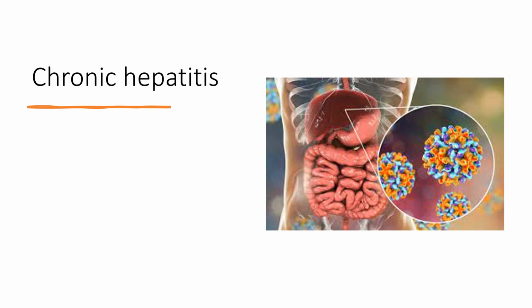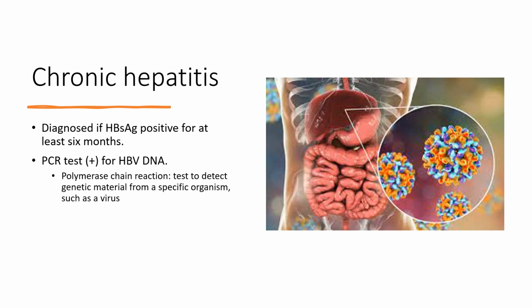If a patient is unable to clear the hepatitis B surface antigen over a 6-month period, they become diagnosed with chronic hepatitis B. And at that point, we can send them for what's called a polymerase chain reaction test. It's a test used to detect the hepatitis B DNA in the blood. So if someone has active infection, they will have a positive PCR test.